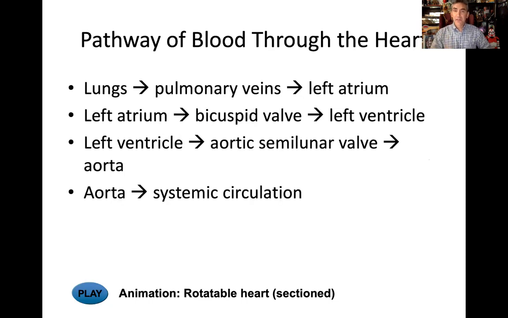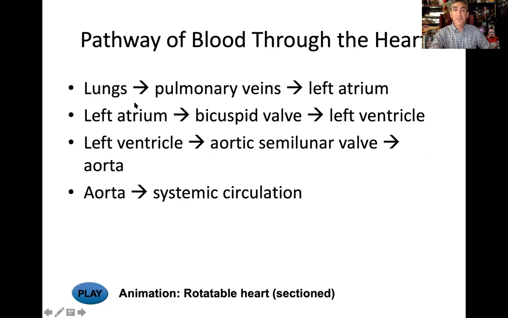Once we've picked up oxygen, we're going to leave the lungs through the pulmonary veins. Our veins are bringing blood back to the heart. Right and left pulmonary veins bring blood back to the left atrium. And now we're ready to proceed through our systemic circuit, right?